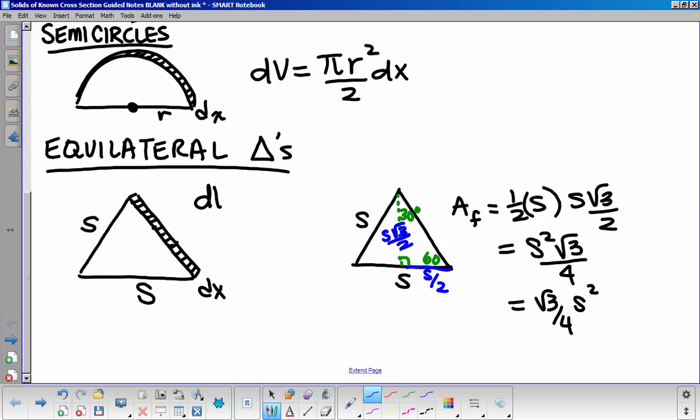One slice of volume is going to be the area of the face, which is root 3 over 4 s squared times its thickness dx. I memorize this, and I encourage you to memorize it, because you don't have time to derive it every time. Okay?